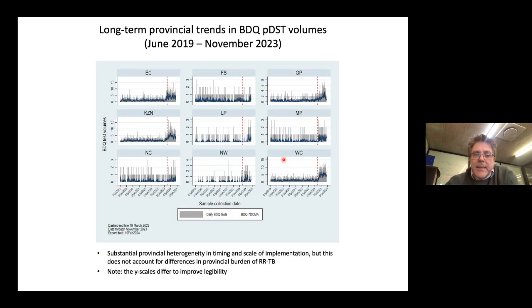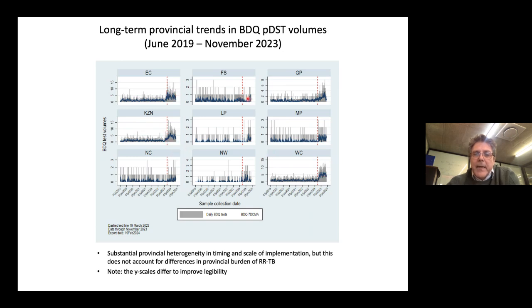There's obviously, and not surprisingly, substantial provincial variability. So we've got 9 provinces here. Just to note that the y-axis differs to improve legibility. So, for example, Eastern Cape and Western Cape go up to 15, whereas in KwaZulu-Natal and some of the other provinces, the numbers are much smaller. But in most provinces, we do see an increase in the bedaquiline PDST testing.